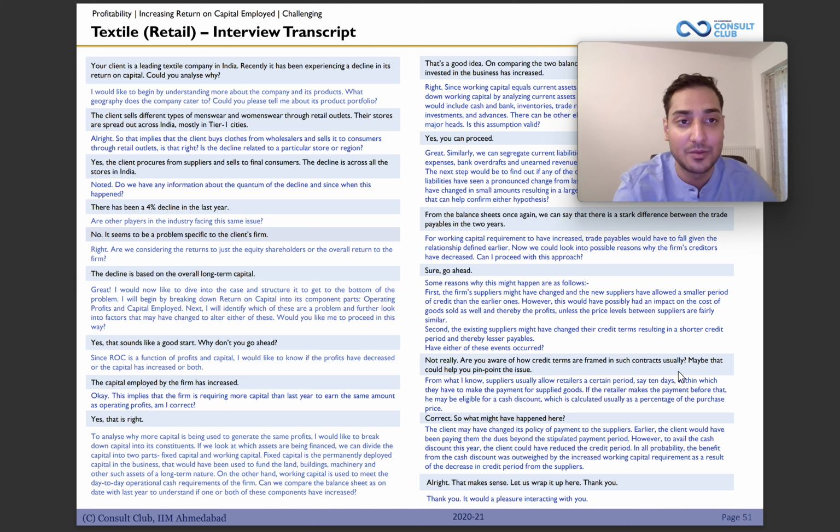So what happened here was usually when you have a payment time with a supplier and you pay before that, you get a discount on it. But because of that, the client had to increase his working capital, and that increase in working capital requirement outweighed the discount he got from the early payment. So that is what happened here, and that's why there was a decline in the return on capital. So I hope you guys understood it, and we'll be moving to the second part of the interview where we will analyze the interview as a whole.